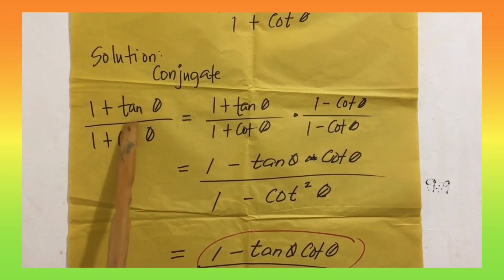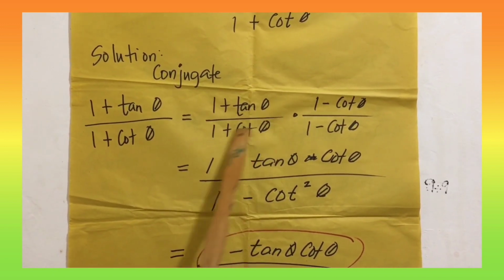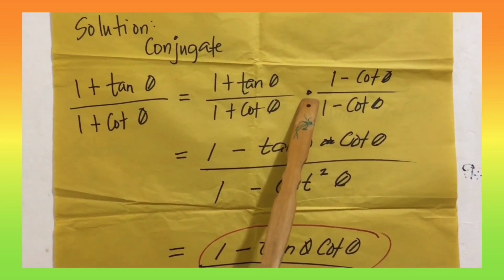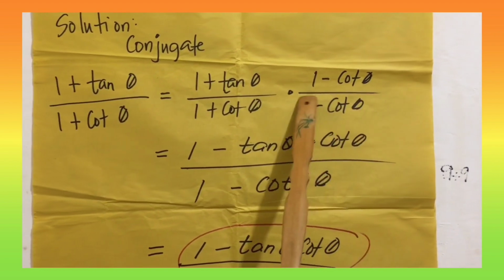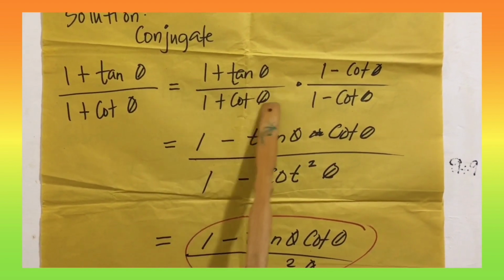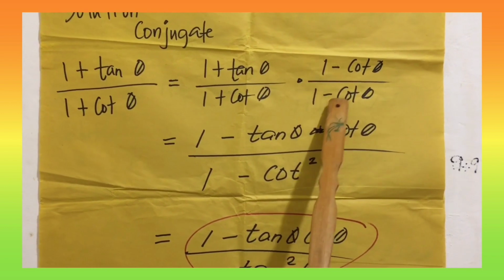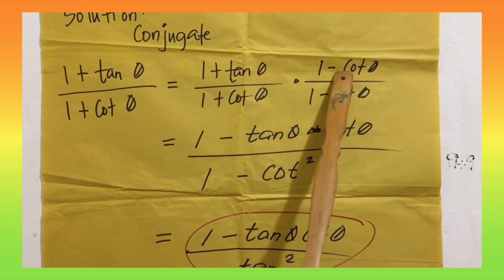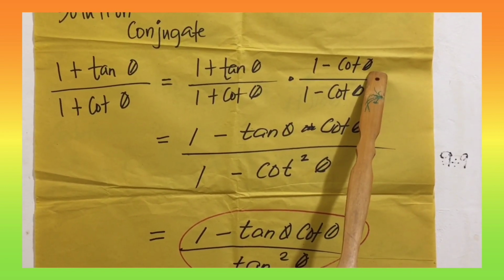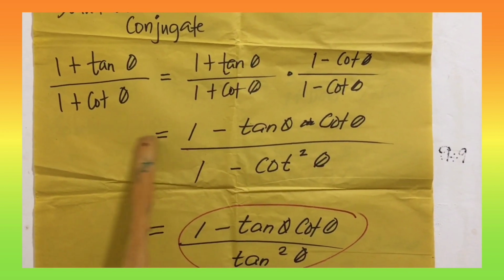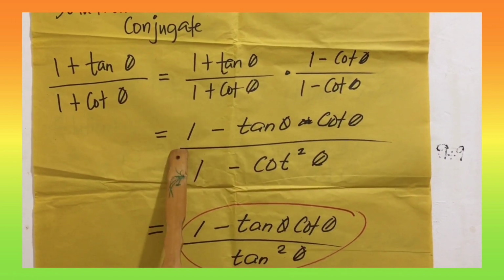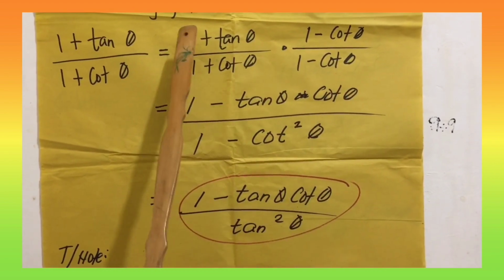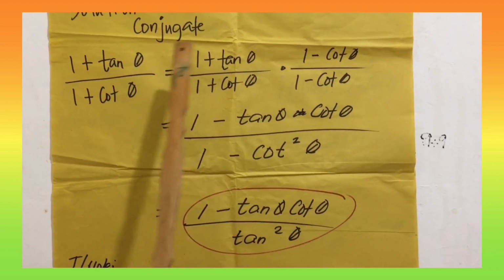Our first step is to copy first the question. 1 plus tangent theta over 1 plus cotangent theta. We have to multiply to the conjugate of a number, so we have all over 1 plus cotangent theta. The conjugate of this is 1 negative cotangent theta, and the numerator is also the same, 1 minus cotangent theta. Our next step is equal to, we're going to rewrite a division line here, and we're going to multiply the numerator directly to the numerator of the other side.